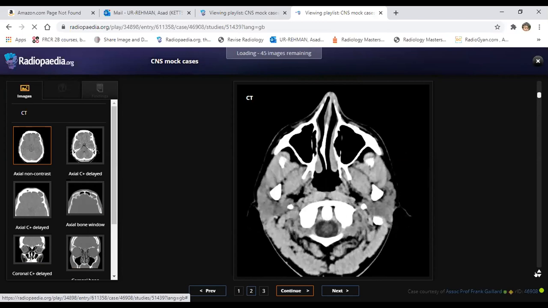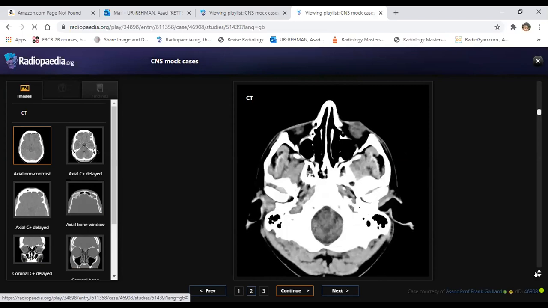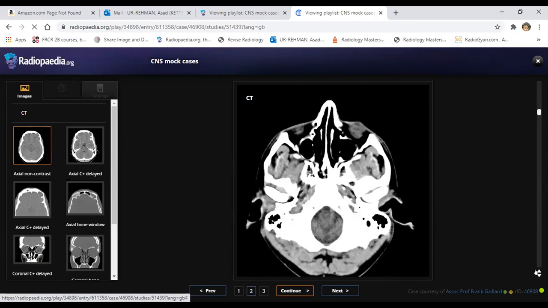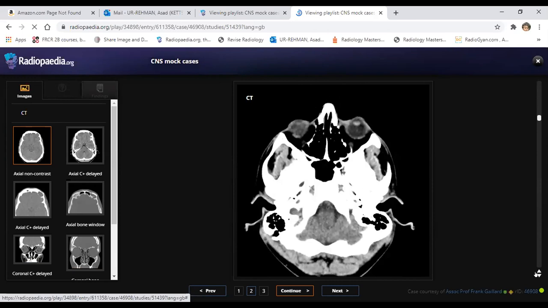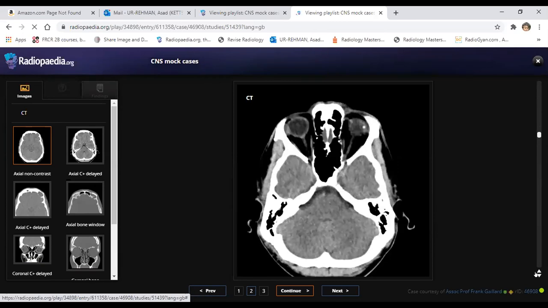So I'm looking from below upwards, where I'm seeing the maxillary sinus and the posterior fossa. Just concentrate on the orbits. Yeah, by concentrating on the orbit, I'm seeing the eyeball, the retroorbital fat, and also I'm looking at the lens, the anterior and posterior chamber. I'm also looking at the extraocular muscles and the optic nerves.